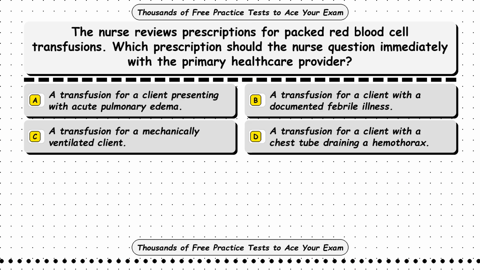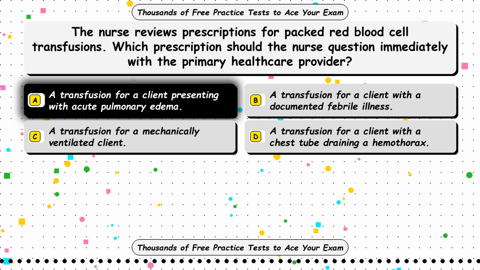Question 33. The nurse reviews prescriptions for packed red blood cell transfusions. Which prescription should the nurse question immediately with the primary healthcare provider? Option A. A transfusion for a client presenting with acute pulmonary edema. Option B. A transfusion for a client with a documented febrile illness. Option C. A transfusion for a mechanically ventilated client. Option D. A transfusion for a client with a chest tube draining a hemothorax.